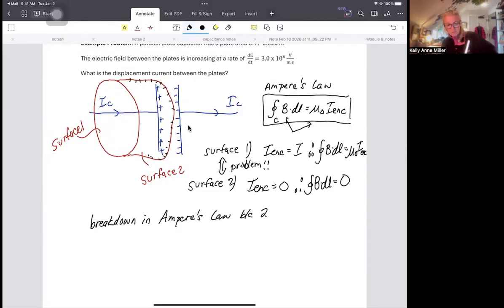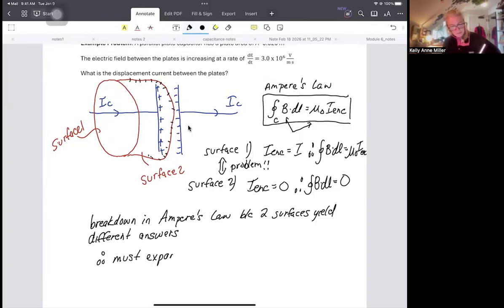Because the two surfaces yield different answers, we must expand Ampere's law. And this is what Maxwell did. The Ampere-Maxwell law.